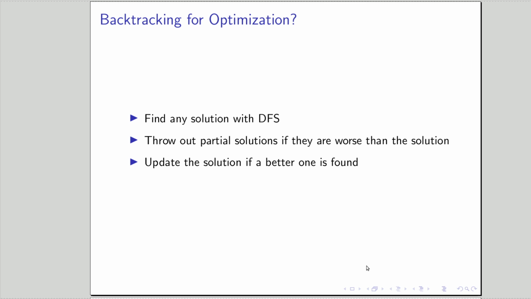And then so long as a partial tour looks viable, that is, it's less in cost or distance than the solution we found, we'll keep pursuing it until we find the complete tour. And if it's better than what we found so far, then we'll update and continue. So that's the big picture of this.